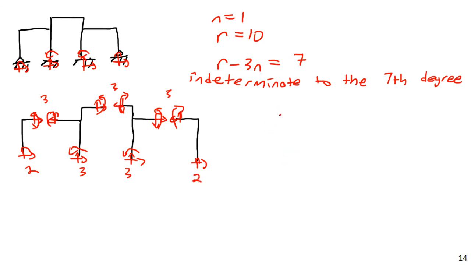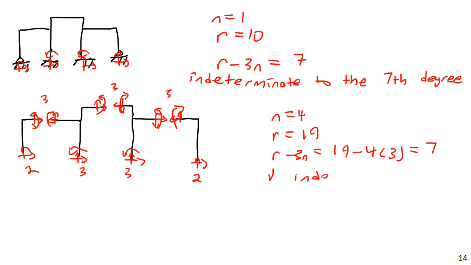So first of all, I'm going to have an n equal to 4. That's the number of pieces I've broken this into. And if I counted properly, I get that r is equal to 19. And what do you know? R minus 3n is 19 minus 4 times 3, which again is equal to 7. So again, it is indeterminate to the 7th degree.